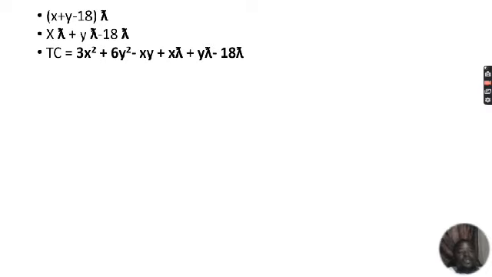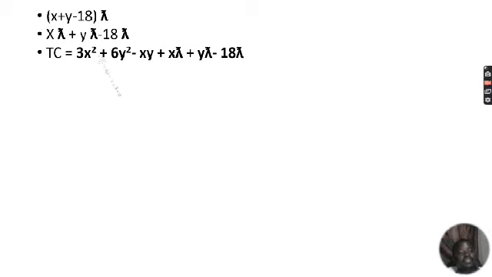Next, you are going to add this new constraint equation to your total cost function. So it will read 3x squared plus 6y squared minus xy plus x lambda plus y lambda minus 18 lambda. After doing that, your next step is to differentiate this total cost objective function in terms of x, in terms of y, and in terms of lambda.